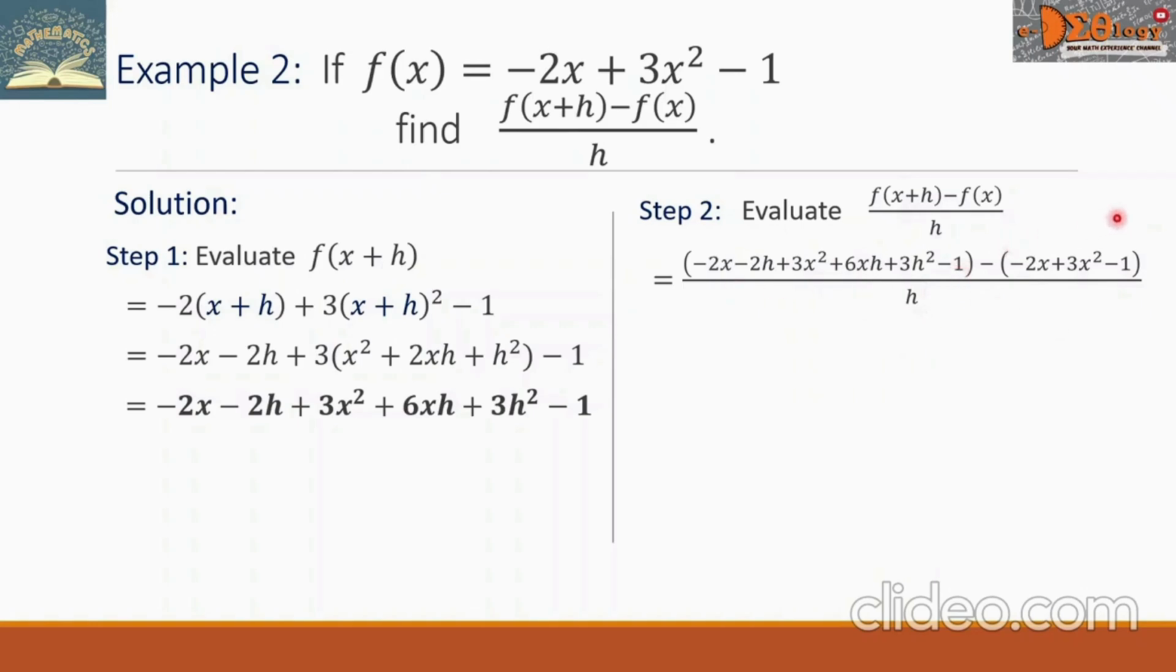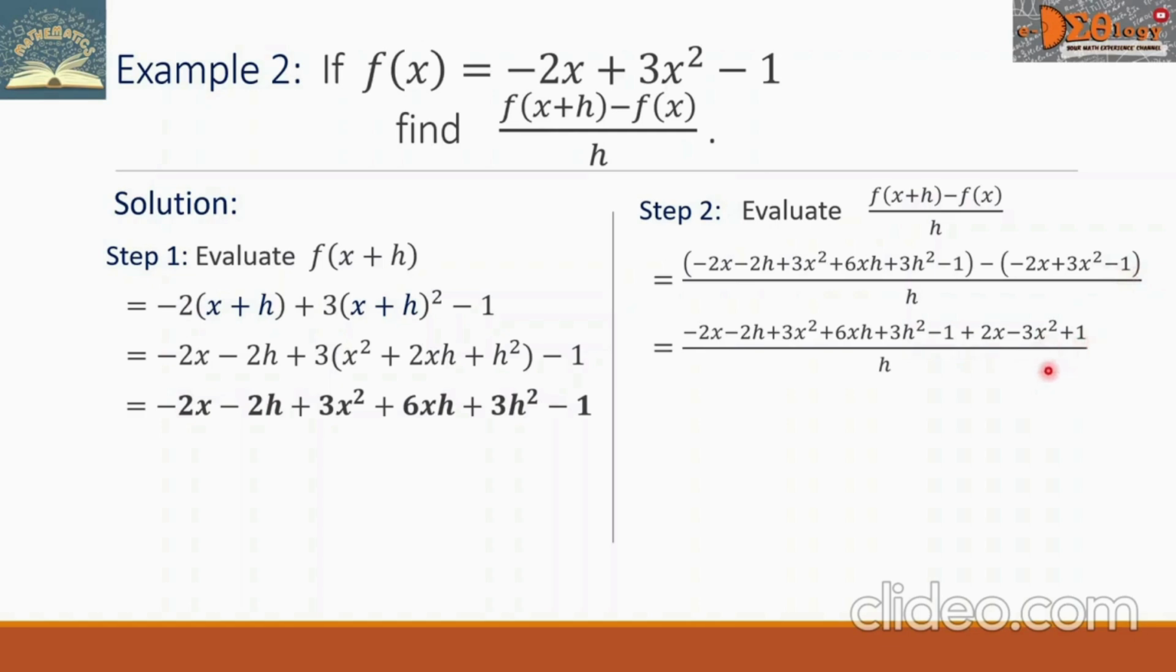Let's remove the grouping symbols respectively. In the first big group, we can directly remove the grouping symbol. But in the second group, because of the negative sign here, we need to change the sign of all terms inside the second group. So, the negative 2x becomes plus 2x. The positive 3x squared becomes negative 3x squared. The negative 1 becomes plus 1.